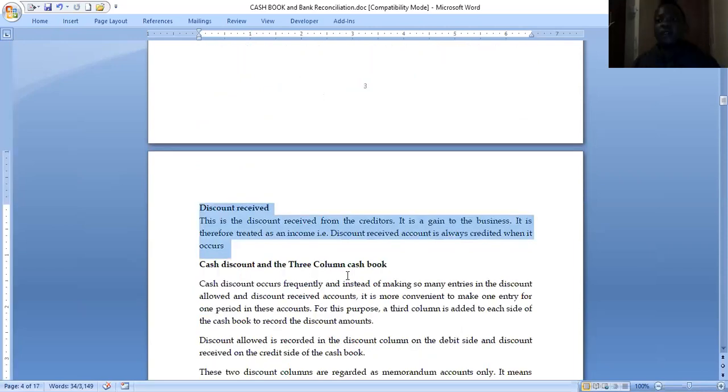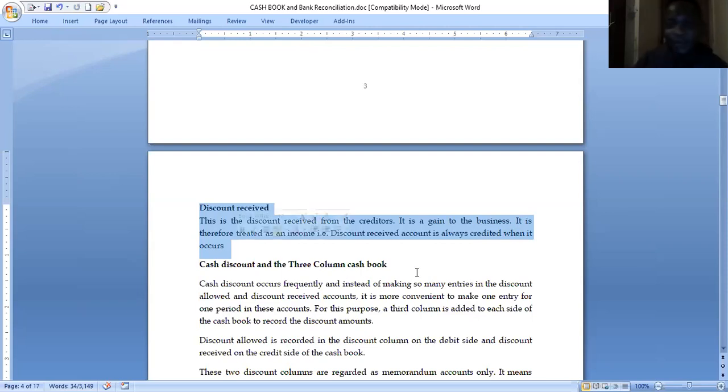A discount received is that which we receive as a business from our credit suppliers. So when we are making payments for purchases that we had made on credit basis, the supplier may be impressed by us and give us a discount. So he allows us to pay less. That discount that we receive is a discount received. So the discount given by our suppliers is a discount that we have received, from the creditors or the credit suppliers.